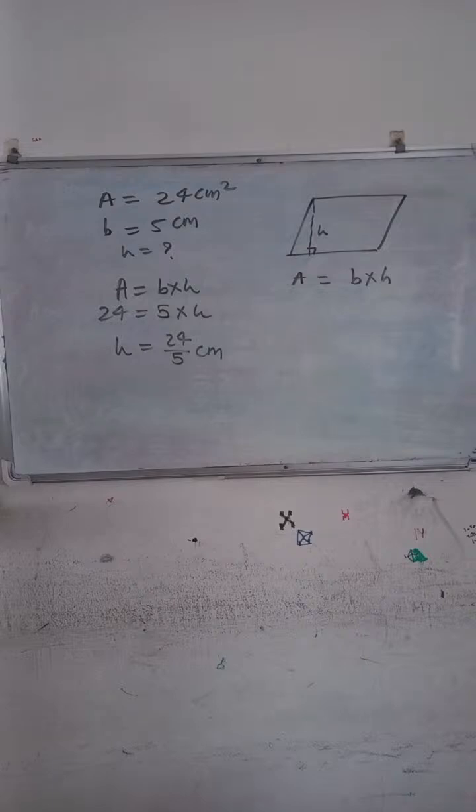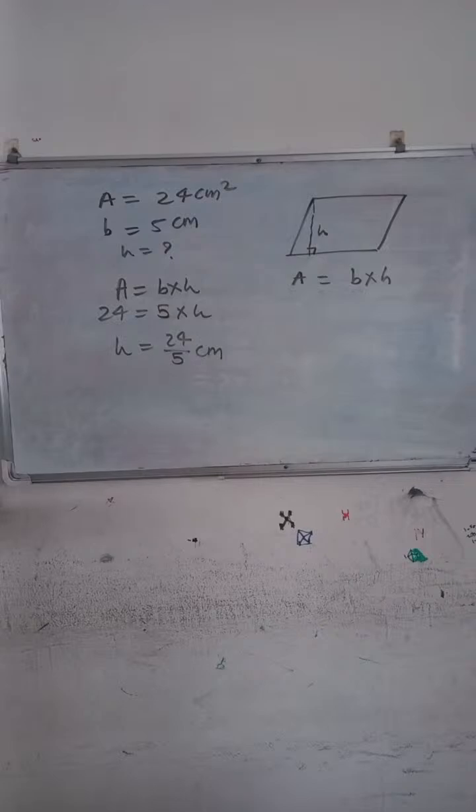I will repeat. The area of a triangle is 50 centimeter square. Full stop. If the altitude is 8 centimeter, what is the length of its base?